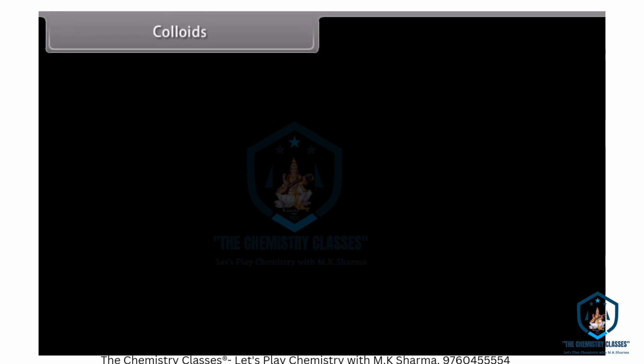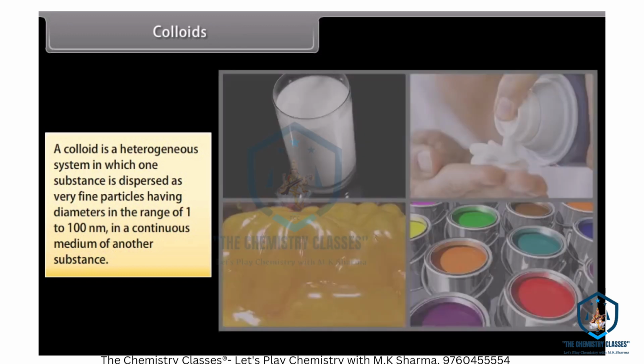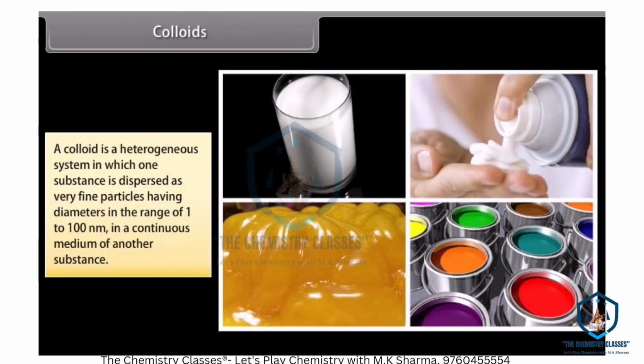Colloids. A colloid is a heterogeneous system in which one substance is dispersed as very fine particle having diameters in the range of 1 to 100 nanometer in a continuous medium of another substance. For example, milk, shaving lather, jelly, and paint.